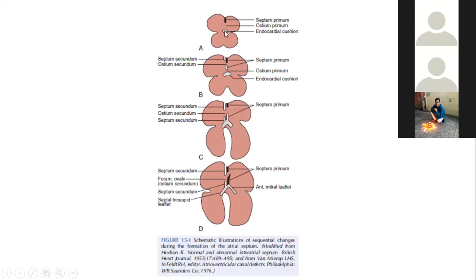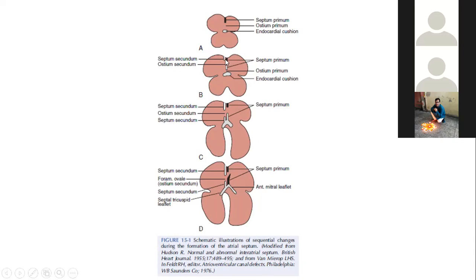So, the embryology of ASD in a small overview. Initially there is an endocardial cushion in the center, from which the ventricular septum and atrial septum develop. The septum primum develops from the superior region and grows towards the endocardial cushion. The gap between the septum primum and the endocardial cushion is called the ostium primum.